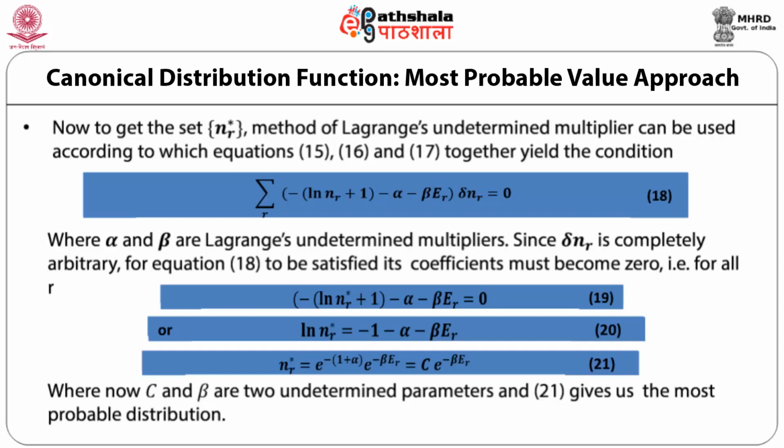That is, for all R, minus log of NR star plus 1 minus alpha minus beta ER equals 0, or log of NR star is equal to 1 minus alpha minus beta ER, or N star R is equal to e raised to power minus 1 plus alpha multiplied by e raised to power minus beta ER, which is equal to a constant multiplied by e raised to power minus beta ER, where now the constant c and beta are two undetermined parameters, and equation 21 gives us the most probable distribution.